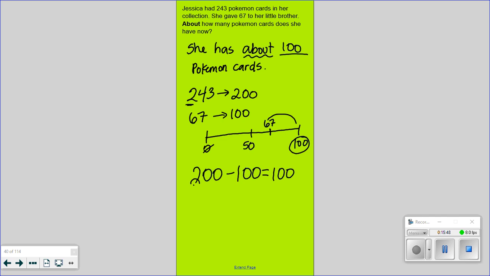Is that the right answer? No, I'm 100% sure it's not the right answer. It's close. It's going to be close. It's not going to be super close because of the strategies we picked, but it's close.